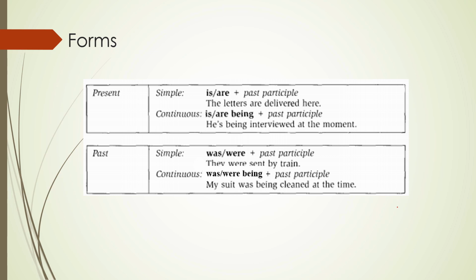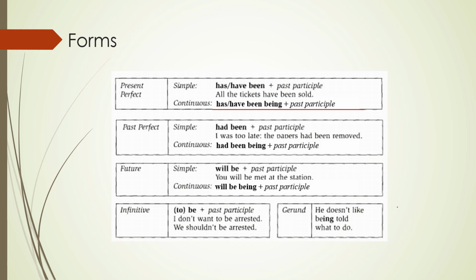For the examples, you can read yourselves. And we go on to the next formula. Present perfect simple: has or have been plus past participle. And then for continuous, has or have been being plus past participle. Then for past perfect, had been plus past participle. For continuous, had been being plus past participle.